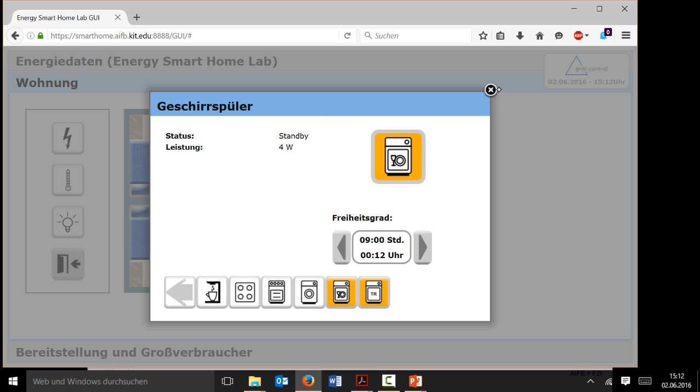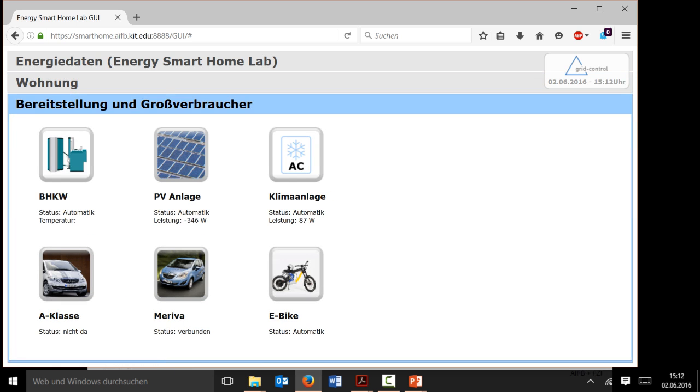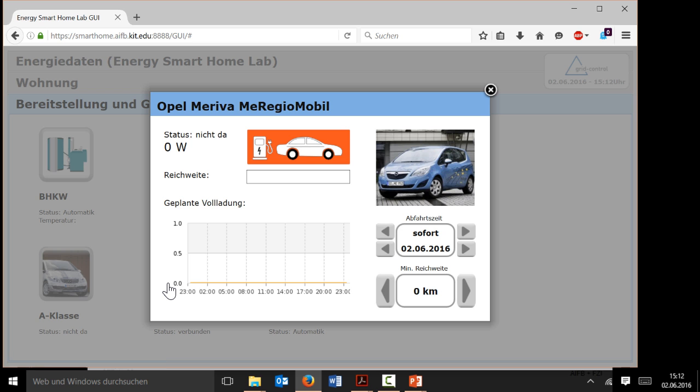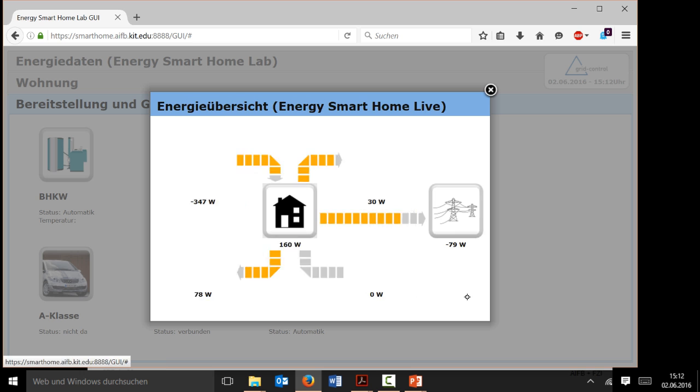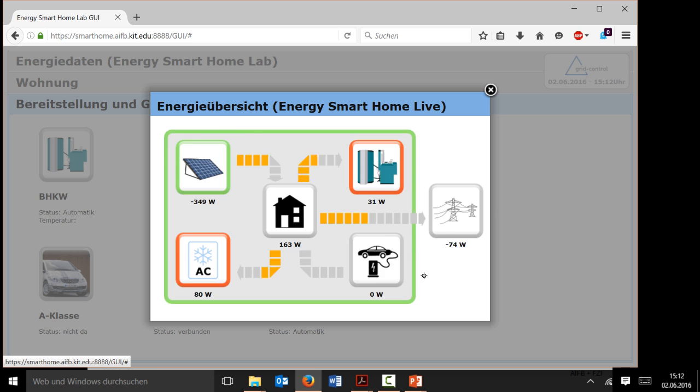Now I will close that down again, or I could briefly show you this also. For the vehicle, we have an interface where we can specify the next departure time. We can also see the current state of charge. There's no vehicle in front, so we don't see anything there. But we can specify the next departure time and the minimum range that we would like to have. Oops, this does not work at the moment.